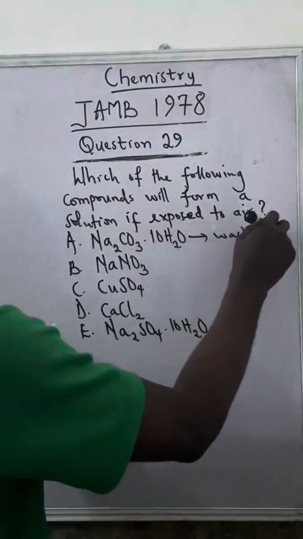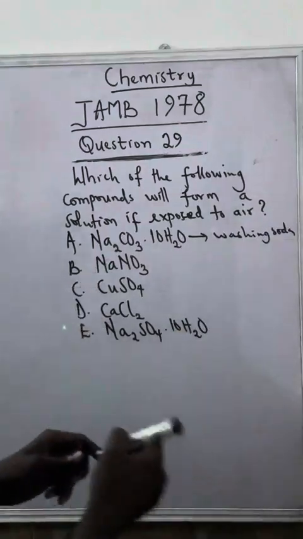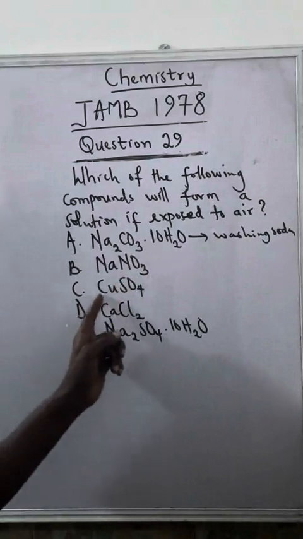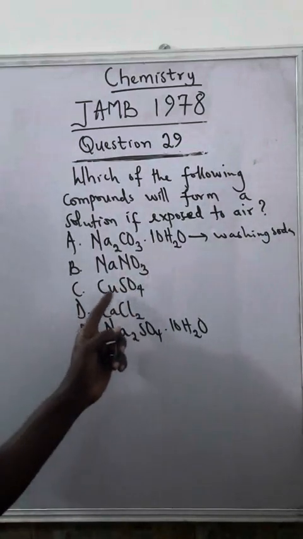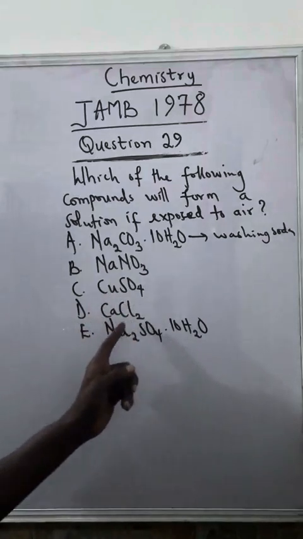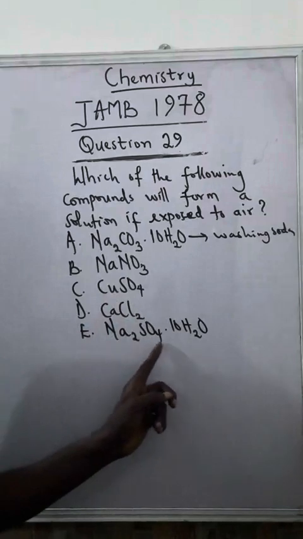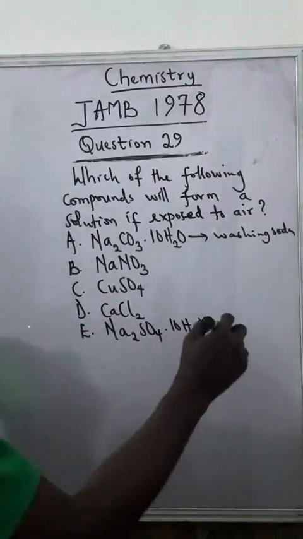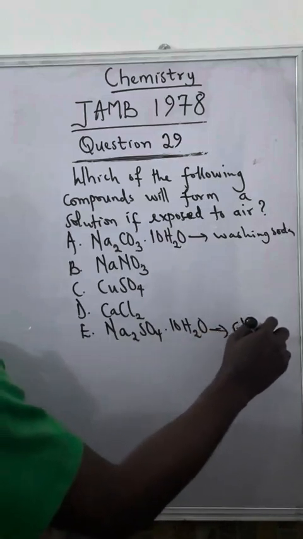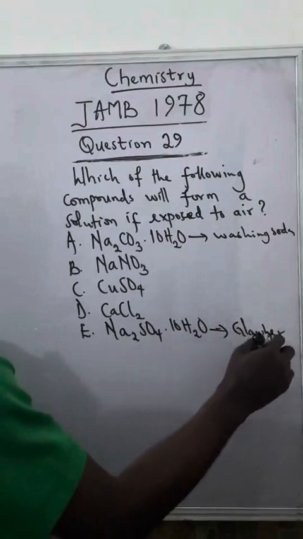Washing soda. Now, this is sodium nitrate, NaNO3. This is copper(II) sulfate, CuSO4.5H2O. This is calcium chloride. This is sodium sulfate decahydrate, Na2SO4.10H2O. This is what we call Glauber's salt. This is a salt.